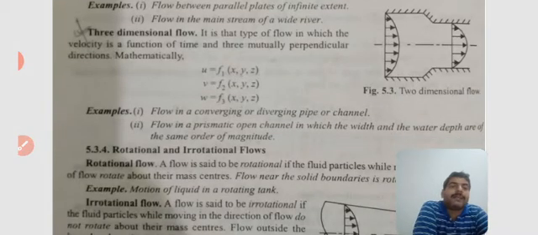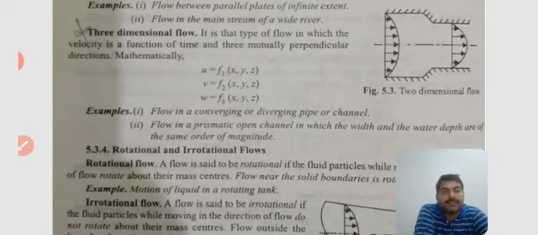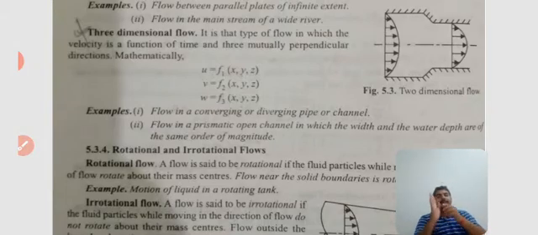In the given diagram, this is the example of two dimensional flow, the mainstream of a wide river flow. Now next is three dimensional flow. In three dimensional flow, the velocity is a function of time and three mutually perpendicular directions.